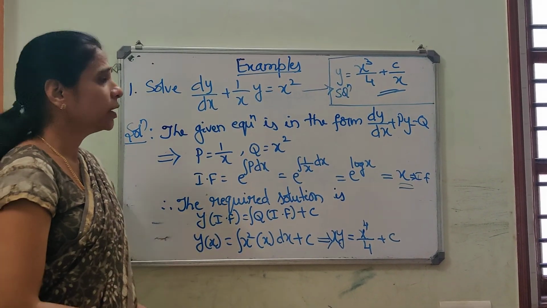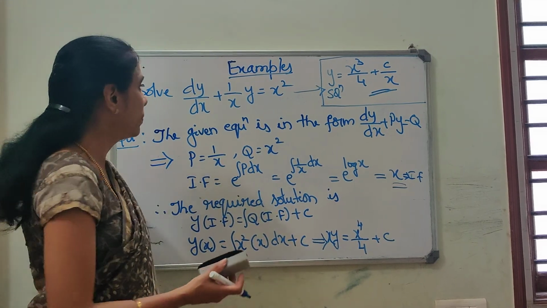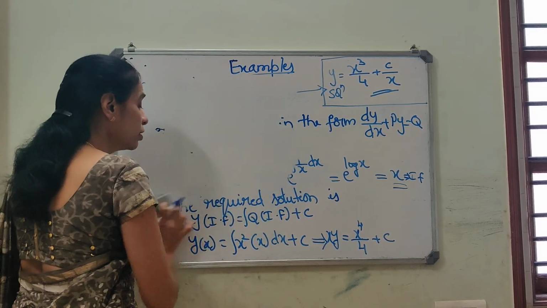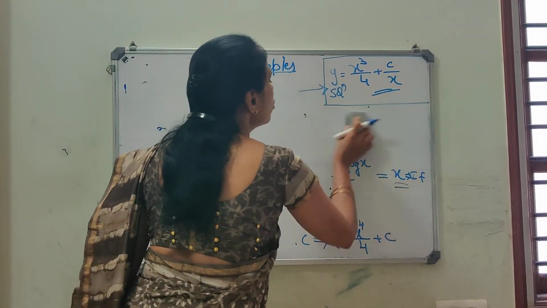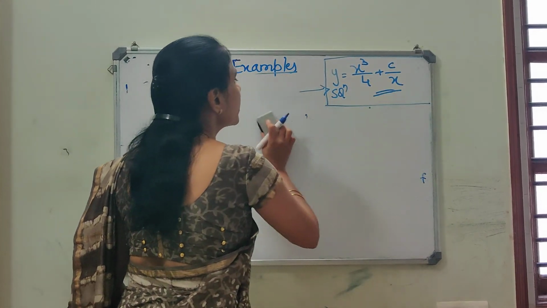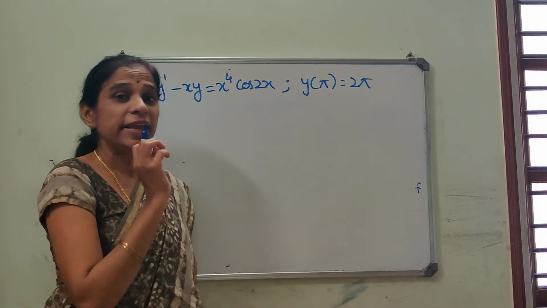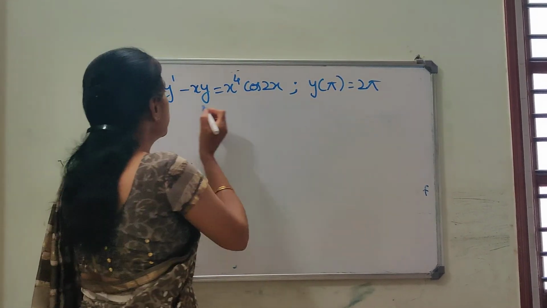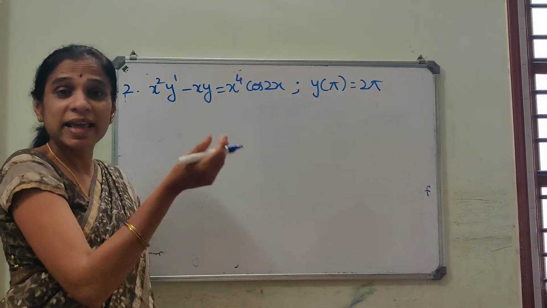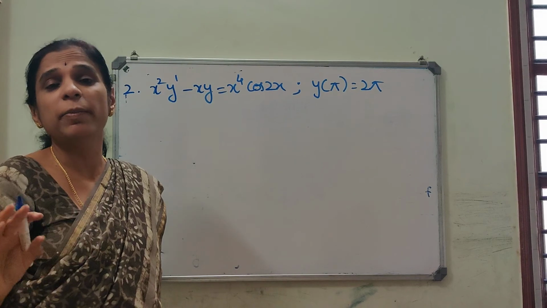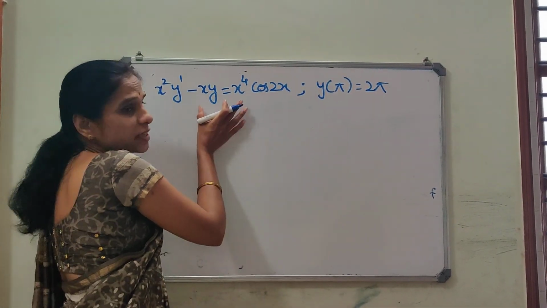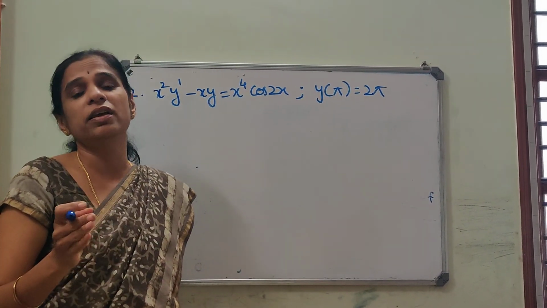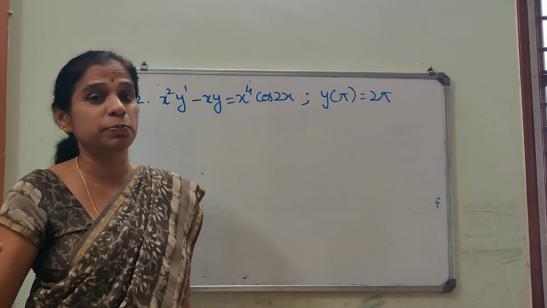Hope you have understood this. Let me take up one more example where we are going to solve the given differential equation. Not only solve the given differential equation, we are also going to find this arbitrary constant C. These are called initial value problems. So now let us take up this example. Unlike the first example where it was directly in the form dy by dx plus py is equal to q, here it is not in the standard form, which means that I need to apply the first step where it says that I have to write the equation in the standard form dy by dx plus py is equal to q.